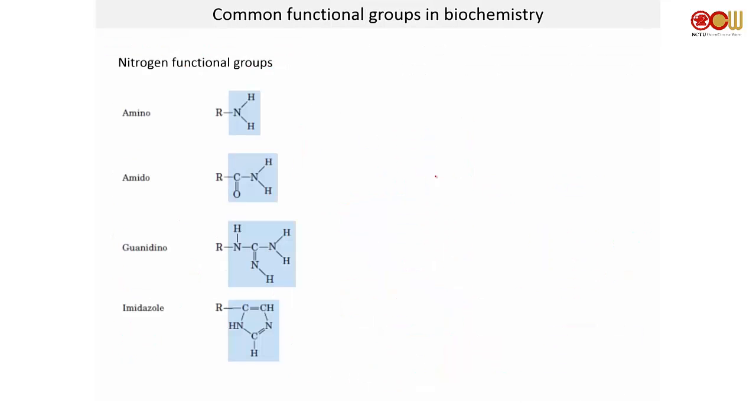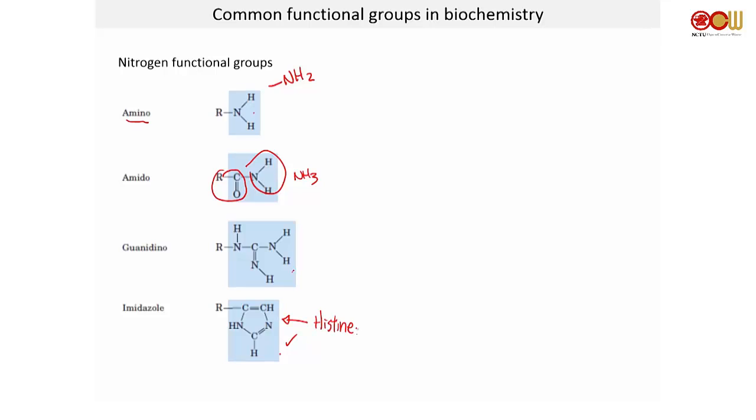Nitrogen functional groups. So these are the molecules, or at least functional groups that contain nitrogen. You have amino. Amino is usually we write it NH2. That's what this is. You have amido. Essentially, it's a carboxylic acid reacting with NH3, and then that's what you get. You have guanidino. Imidazole, you have to know. This one you have to know. This belongs in an amino acid called histidine.